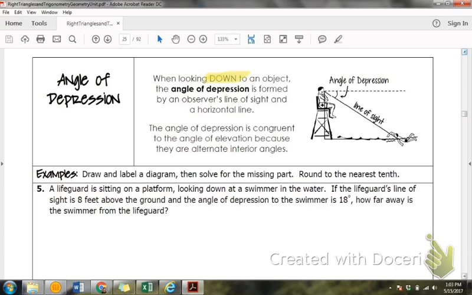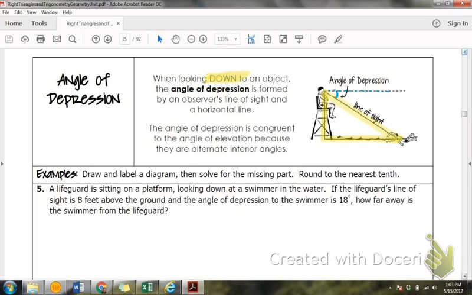So here's the thing about the angle of depression. The angle of depression, this line that's dotted over here, is dotted because it's actually added in. And this angle of depression is on top of the right triangle. If you look here, here's my right triangle. And the angle of depression is outside the right triangle. Do you guys see that? It's actually outside the right triangle.